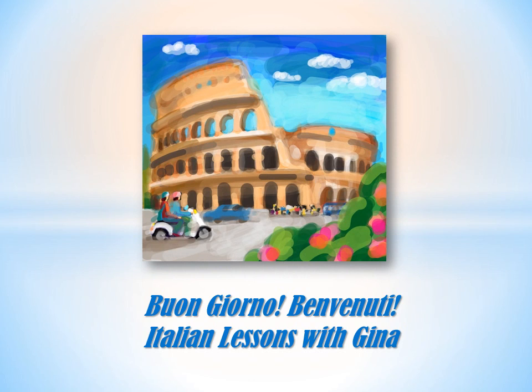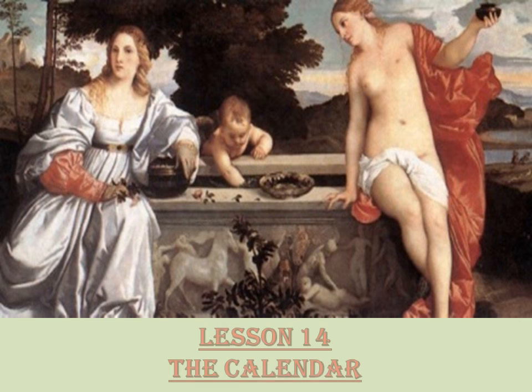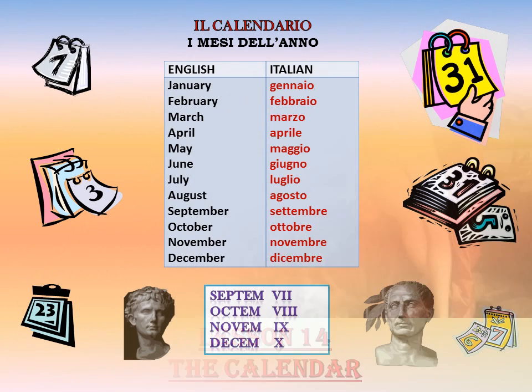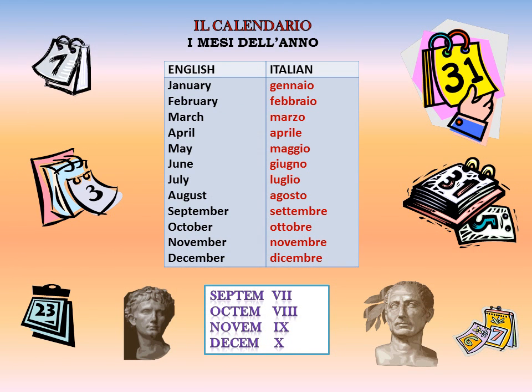This is number 14 in a series of brief lessons aimed at teaching Italian to English speakers. Our topic for this installment is the calendar, il calendario. Here are the names of the months of the year in Italian. I mesi dell'anno.